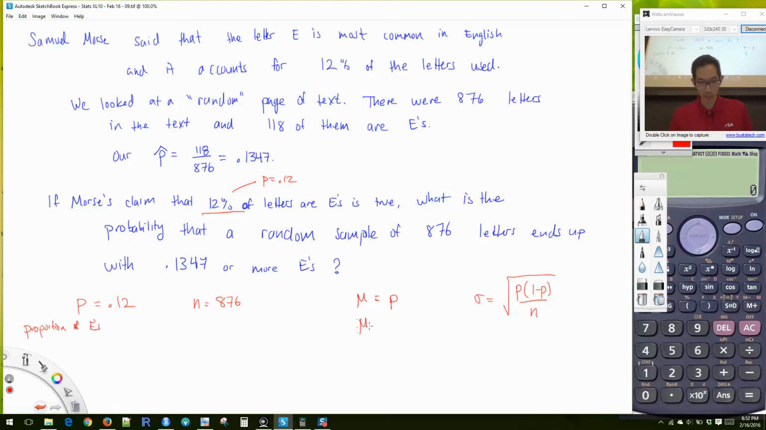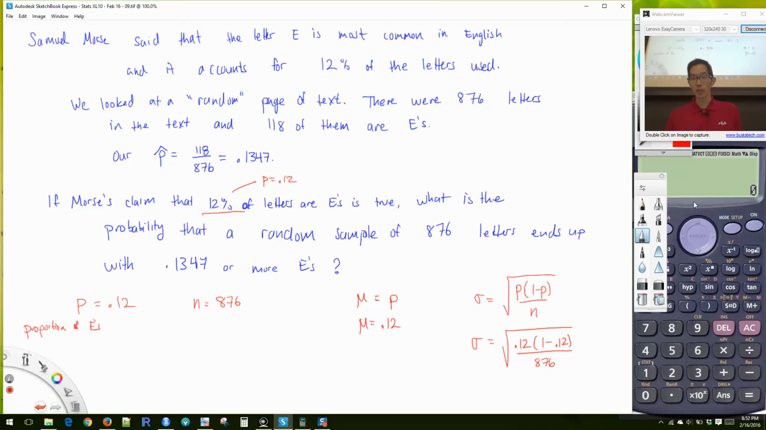So our mean is going to be 0.12, and our standard deviation is going to be the square root of 0.12 times 1 minus 0.12 divided by 876. Is this okay so far? I apologize for the mistake earlier. Do we at least have these numbers plugged in here?